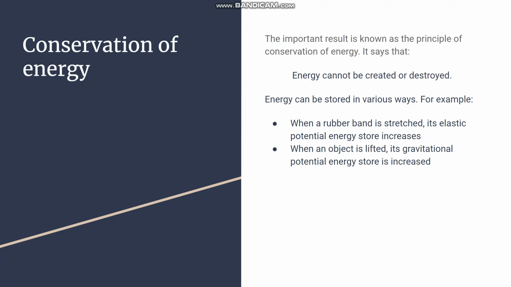The important result is known as the principle of conservation of energy. It says that energy can't be created or destroyed. Energy can be stored in various ways. For example, when a rubber band is stretched, its elastic potential energy store increases. When an object is lifted, its gravitational potential energy is increased as well.